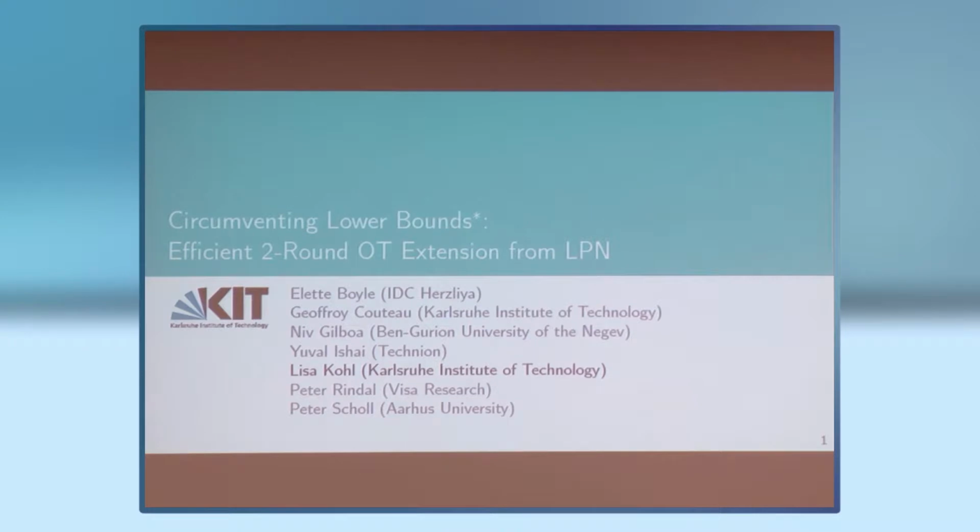So yes, I'm going to talk about efficient two-round OT extension from learning parity with noise today. And you see there's a star in the headline, so you should be a bit suspicious about what that means, on top of being suspicious being in the circumventing lower bound session in this workshop.